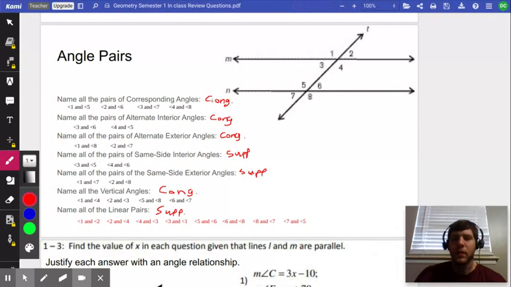Okay, so vertical angles always congruent, and then if your lines are parallel, your corresponding, alternate interior, and alternate exterior angles would be congruent as well. Your linear pairs are always supplementary, but if the lines are parallel, then the same side interior and same side exterior angles are also supplementary.